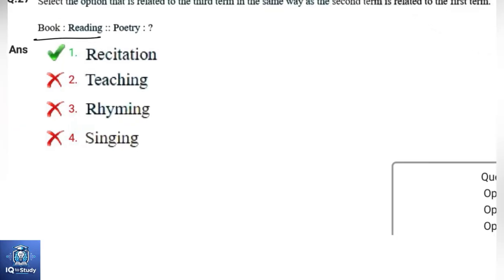Book is related to reading. Similarly, poetry is related to recitation. Reading is an occasion at which books are read to an audience, and recitation is repetition of a list of facts.